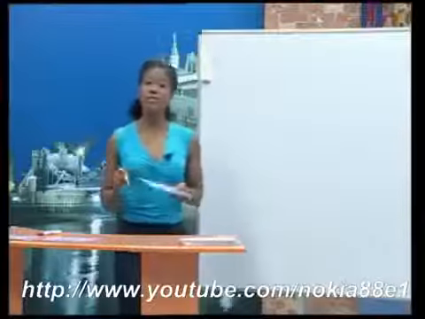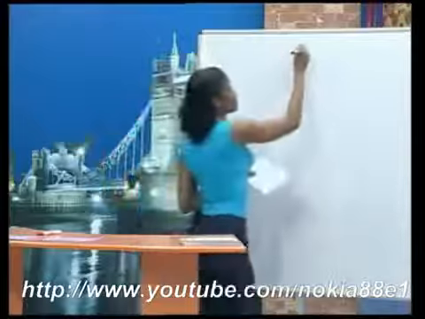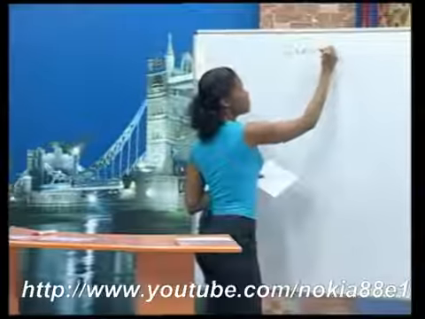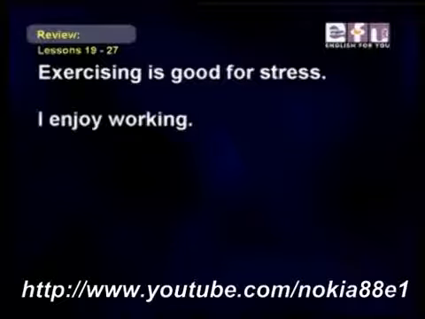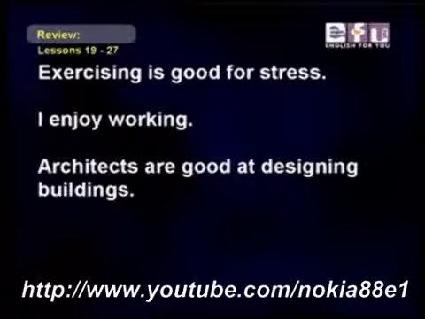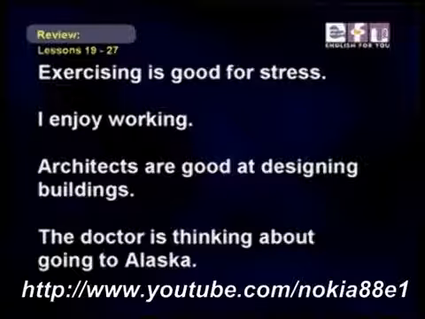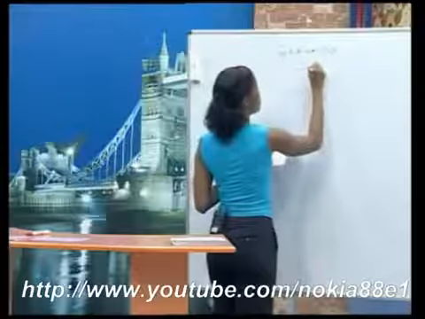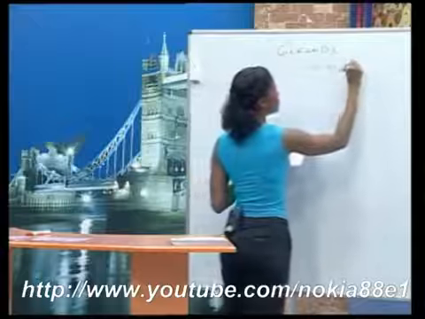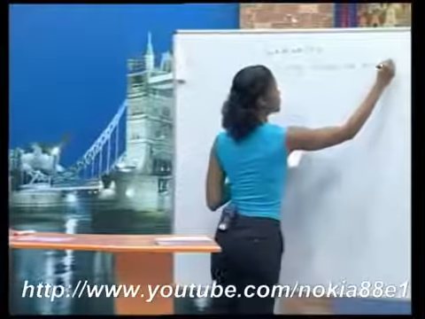Now it's time to review gerunds. First, of course, let's look at some examples. Exercising is good for stress. I enjoy working. Architects are good at designing buildings. The doctor is thinking about going to Alaska. So the gerund is the ing form of a verb, usually used as a noun.